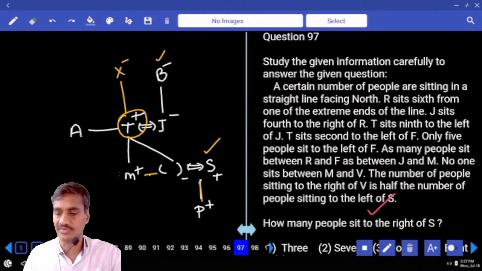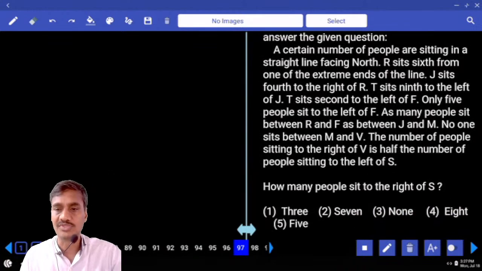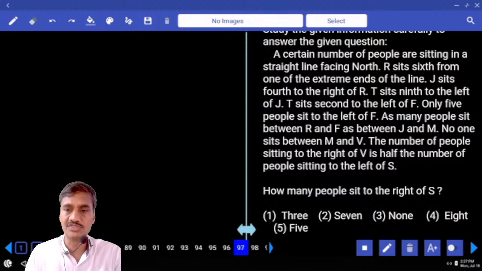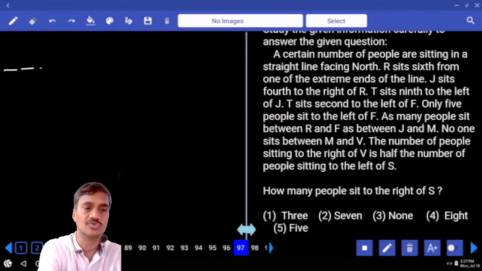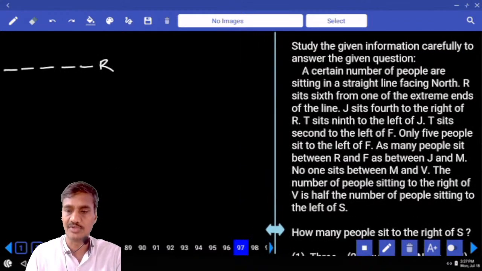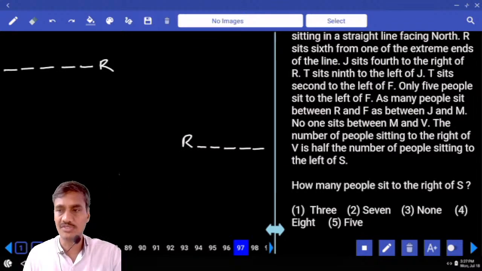Then 97 onwards, it is based on a certain number of persons seated in a row, straight and facing north. R sits sixth from one of the extreme ends of the row. One of the extreme ends means R can be sixth from the left extreme end of the row, or R can be sixth from the right extreme end of the row.